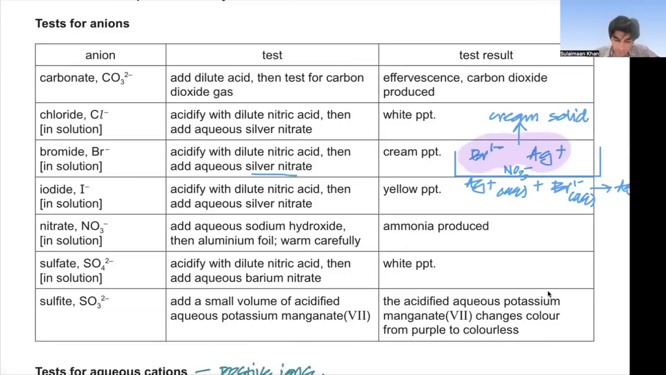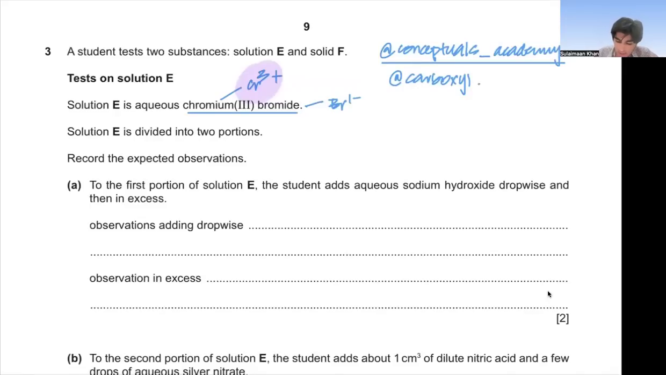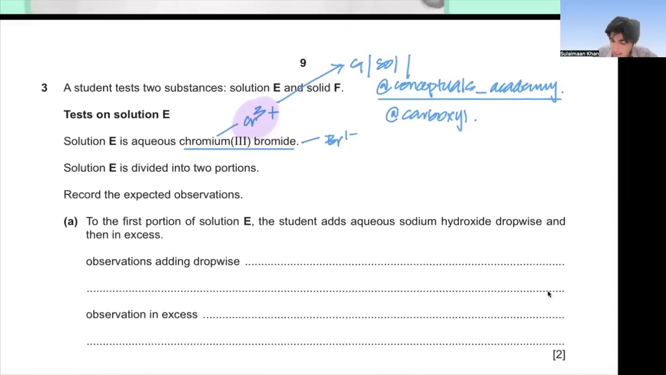Okay. Now, you should know all of these tests, right? Off the top of my head, I'll say: this is a green precipitate, soluble in excess if I reacted with sodium hydroxide. And if I use aqueous ammonia, it's a green precipitate that's insoluble in excess, which means the green precipitate remains. Then I acidify it with dilute nitric acid.